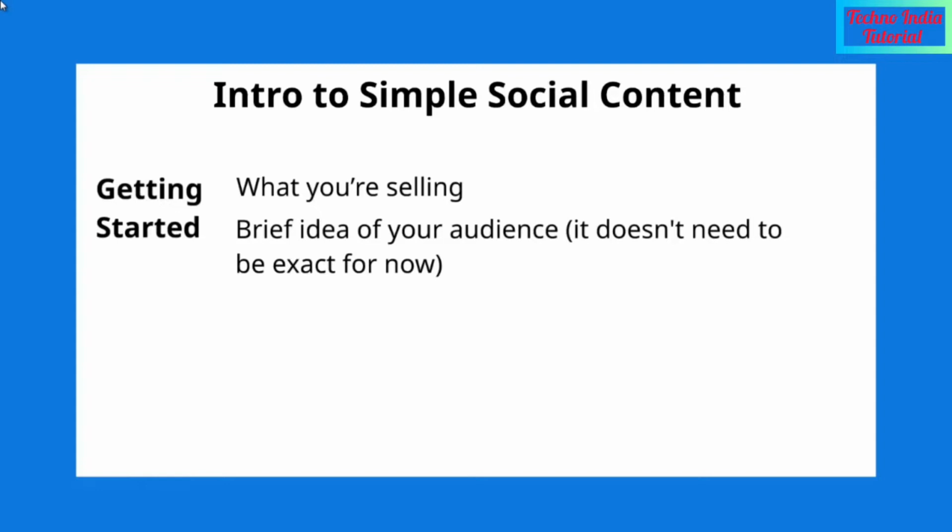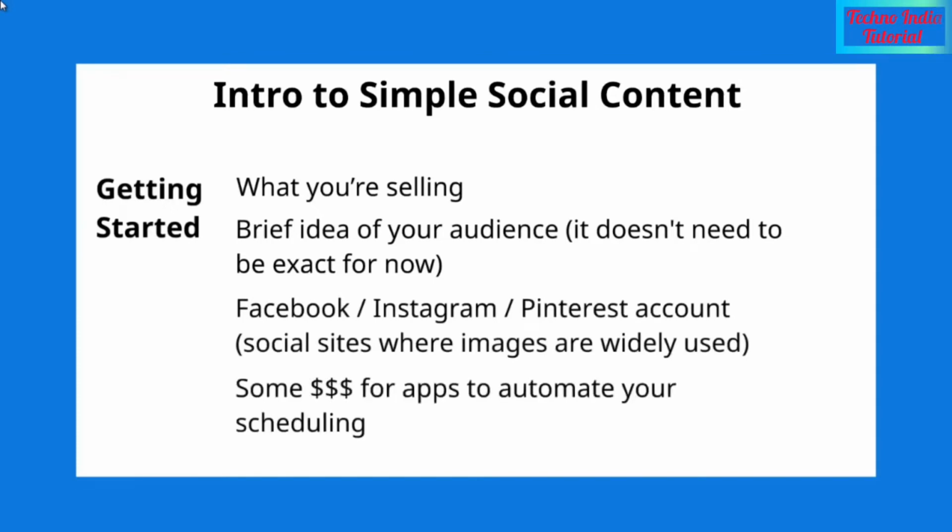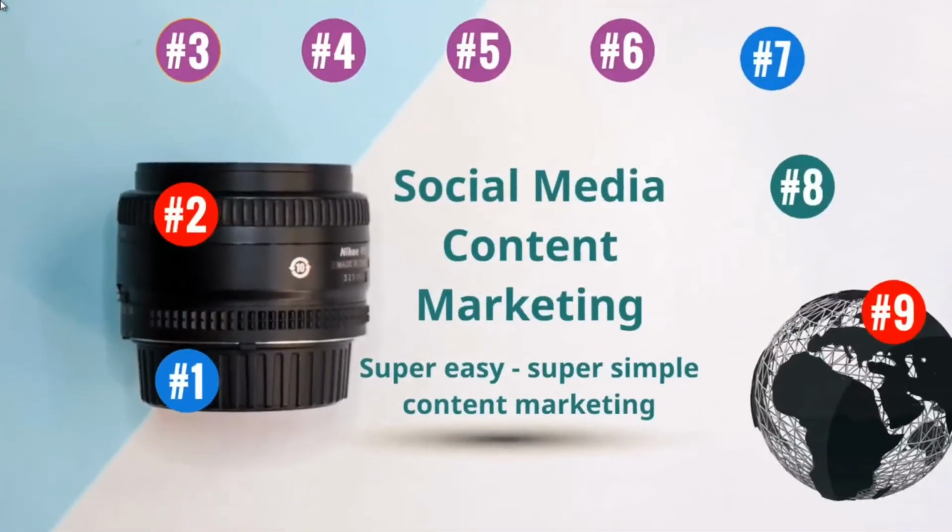You also need to have a brief idea of your audience. It doesn't need to be exact for now. We'll clarify that. But have a brief idea. Start painting a picture of what your audience looks like. And we talked about social sites. And of course, you'll need some money for apps to automate your scheduling. And of course, if you're low on money, you can definitely post the images and content yourself without scheduling them. With that said, let's move on to the next video.